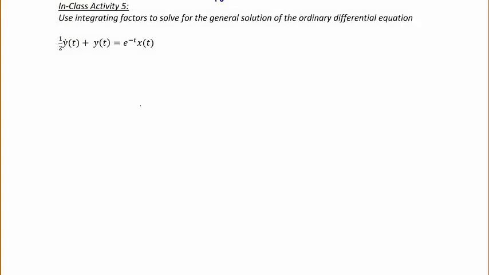Use integrating factors to solve for the general solution of the ordinary differential equation 1/2 y dot of t plus y of t equals e to the minus t x of t. So the first thing we need to do is to rewrite this differential equation in the form so that we can quickly identify p of t. So I'm going to multiply the left and right side by 2, and we're going to have y dot of t plus 2y of t equals 2 e to the minus t x of t. And comparing this to the equation we had before, p of t is equal to 2.